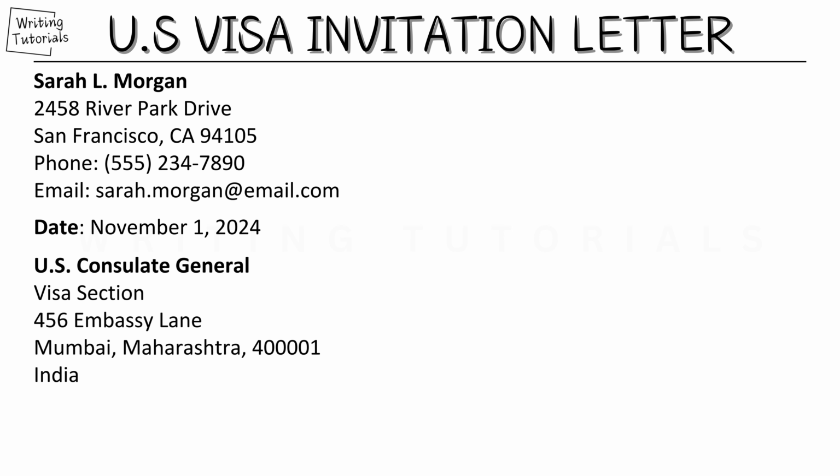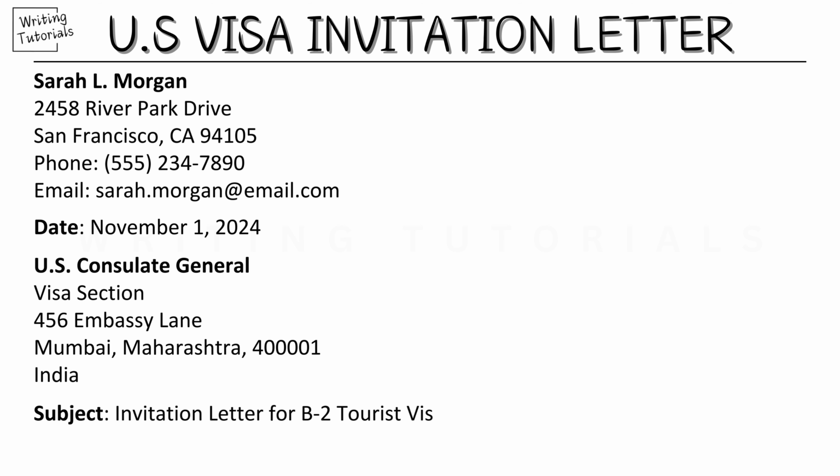Addressing the consulate properly is important, as it directs the letter to the specific office handling the visa application. Subject line. Now, include a clear subject line like, Invitation Letter for B2 Tourist Visa Application for Mr. Rajiv Patel. This short, informative line helps the consulate understand your purpose right away. In this case, Mr. Rajiv Patel is the visitor, and B2 tourist visa is the visa type he's applying for. Always be direct in the subject line, no need to make it overly complex.